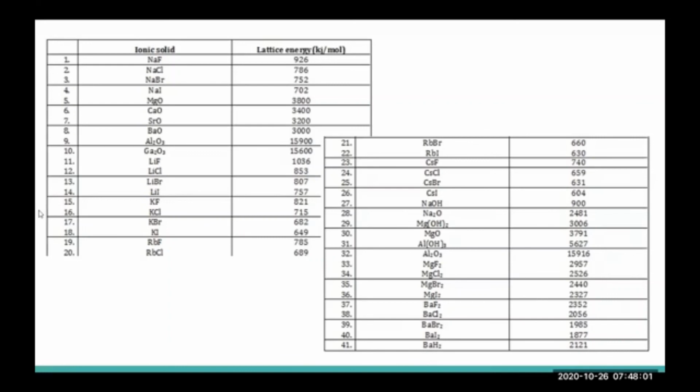And you can look at these. You have some very high numbers, you have some very low numbers, and that is how you can rank how strong the energies are for lattice energies and how strong the bonds are.